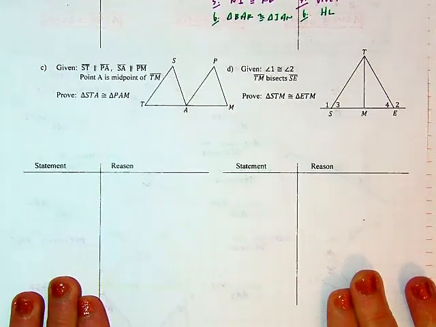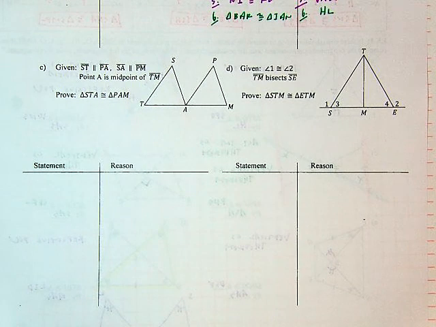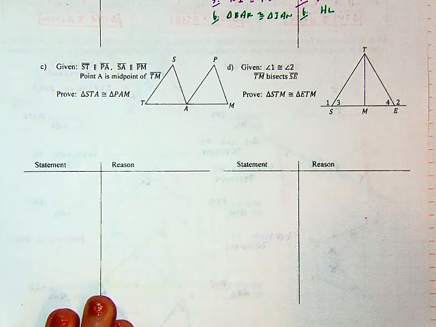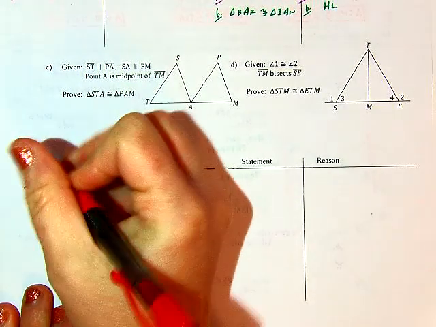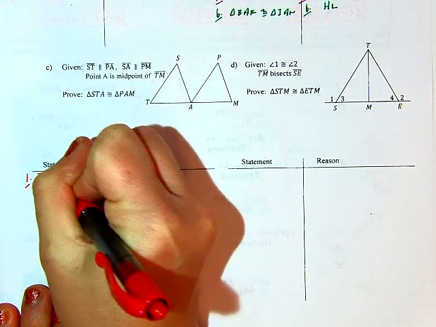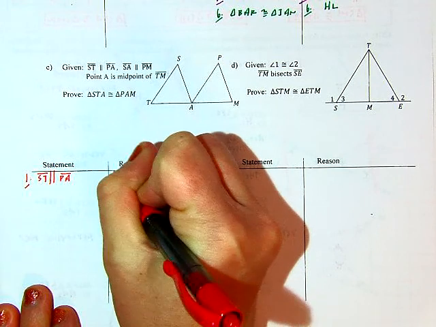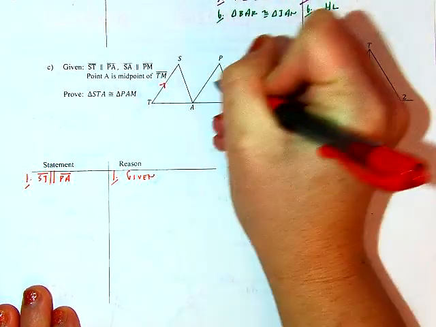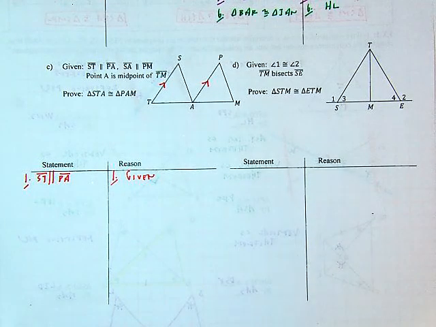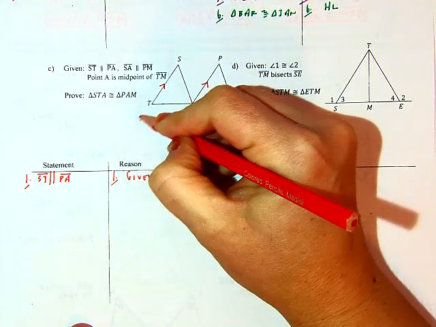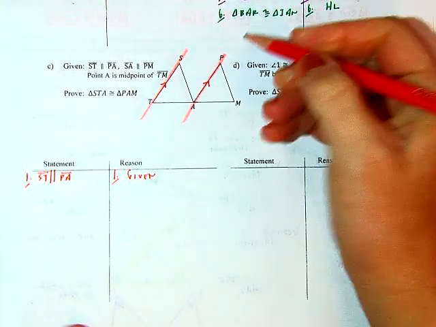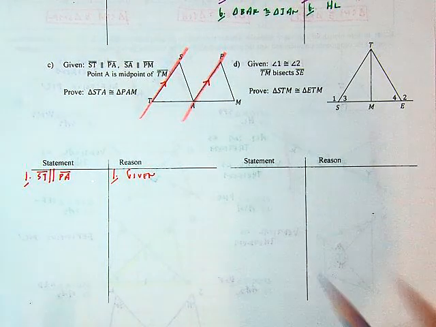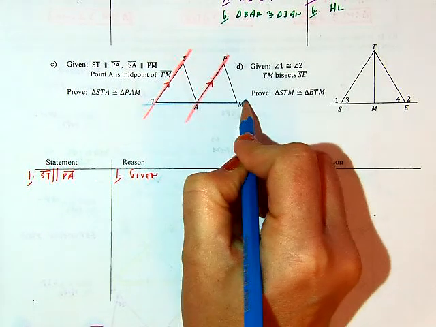All right, I have two more. Let me slide up. All right, looking at C. So C, I'm giving you two sets of parallels, so I'm going to build off of each one. So my first one is saying that ST is parallel to PA, given. So ST to PA. So there we go. It's the little arrows. Okay, let me emphasize those, just like that. Okay, and let's say that I view this as my transversal, right there.